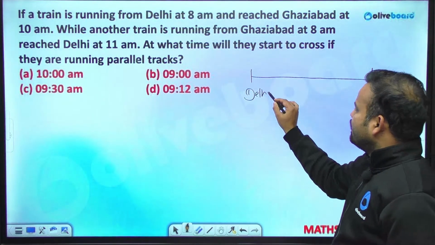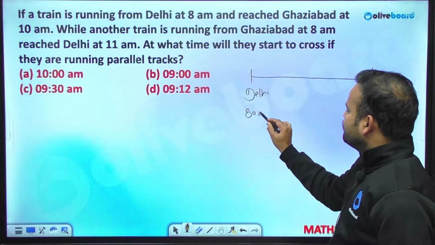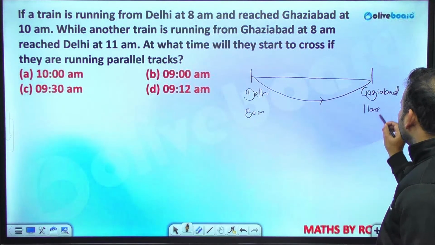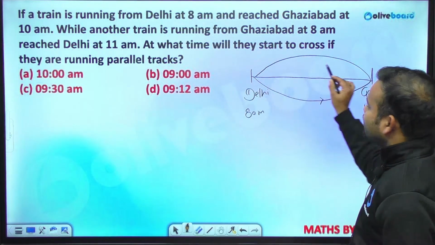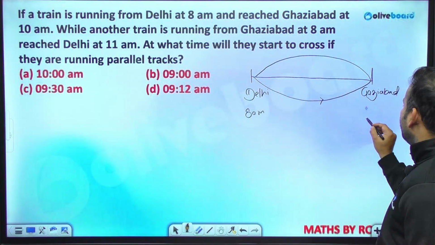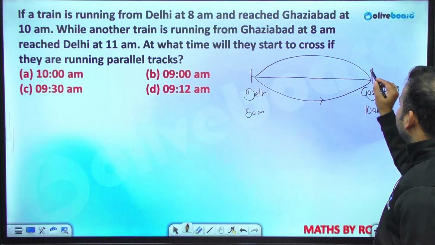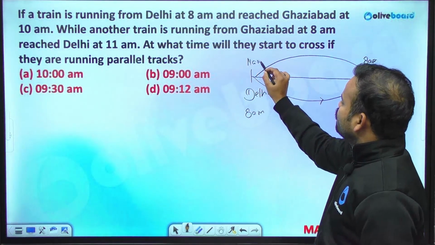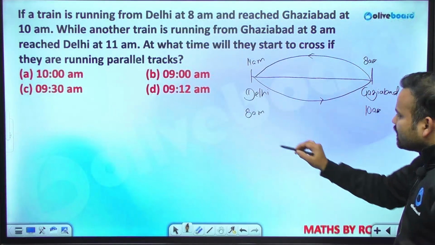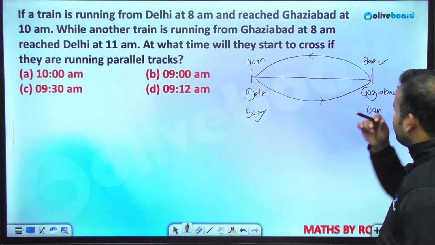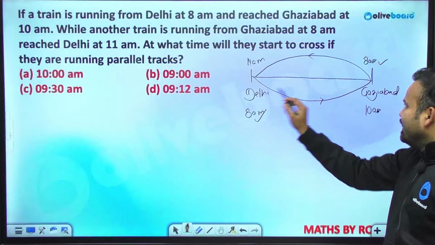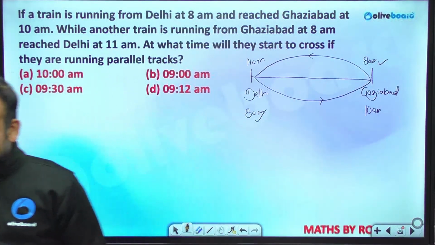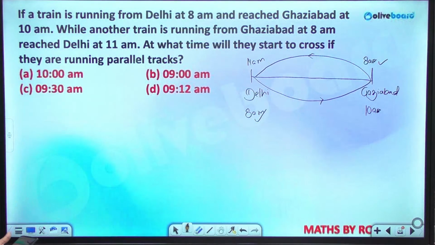This particular train starts at 8 am and reaches Ghaziabad at 10 am, and this particular train starts at 8 am and reaches Delhi at 11 am. So they both are starting at the same time. That means in the way between Delhi and Ghaziabad, somewhere they will be crossing each other. We don't have the speed, we don't have the distance. Clear? Anybody getting the answer?